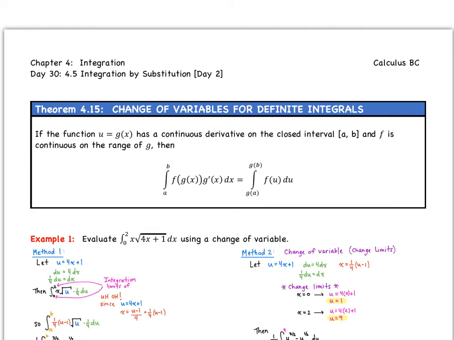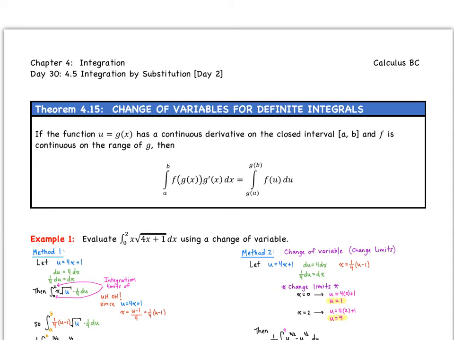4.5, integration by substitution, day 2. So we're still going to talk about U subs, all right? But today we're going to talk about different ways we can evaluate definite integrals with U substitutions. There are two methods that we're going to talk about, and I'll show you those. Let's just jump right into it.